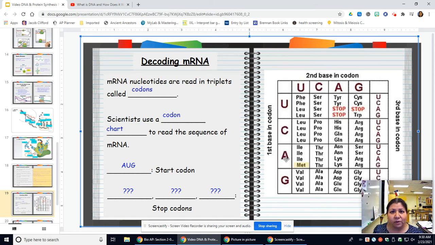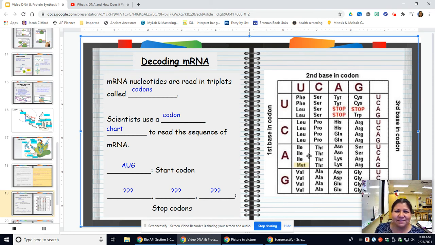My second base in the codon is U. So now I'm going to come up here at the top and look for a U. You can see it's right here, this first column. Now I match up that A and U, and I can see I'm in this box somewhere. I have ILE, ILE, ILE, MET. Those all stand for different amino acids. ILE is isoleucine, MET is methionine. Again, I know that because I've been a biology teacher for a long time.